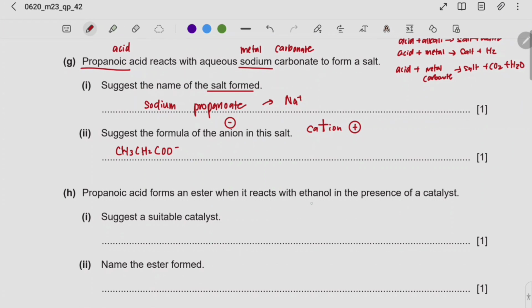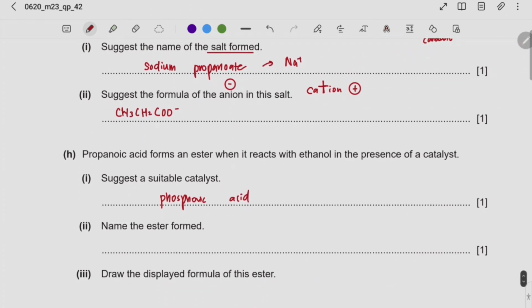Next, propanoic acid forms an ester when it reacts with ethanol in the presence of a catalyst. So they ask about the suitable catalyst. The catalyst usually used is phosphoric acid. So acid reacts with ethanol, you will form ester. The ester is formed from propanoic acid and ethanol.